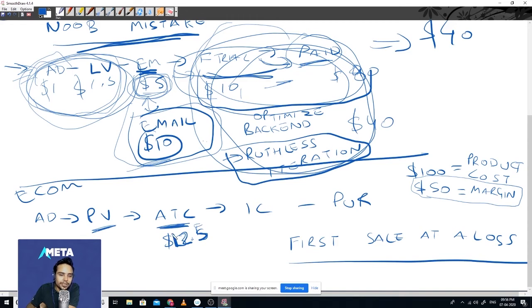But you're losing out to someone who's able to spend $25 for add to cart, right? Exactly, and that's where your ruthless iteration and everything comes in. So what I'm trying to say is you can in fact afford to sell the first product at a loss.